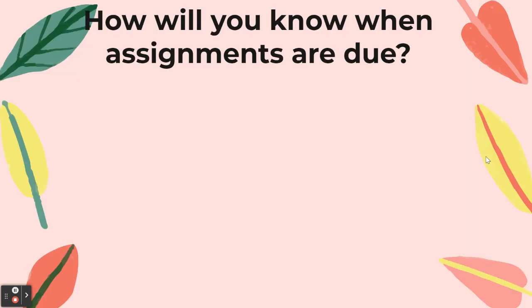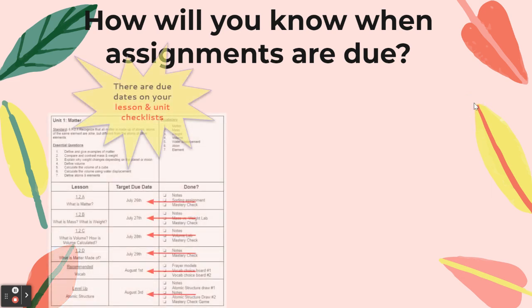All right, so how will you know when these assignments are due? There's a couple of ways. There are due dates on your lesson and unit checklists, which this is for the next lesson, but also on your checklist that you have right now. For your unit 0, you should have seen the target due dates on there.